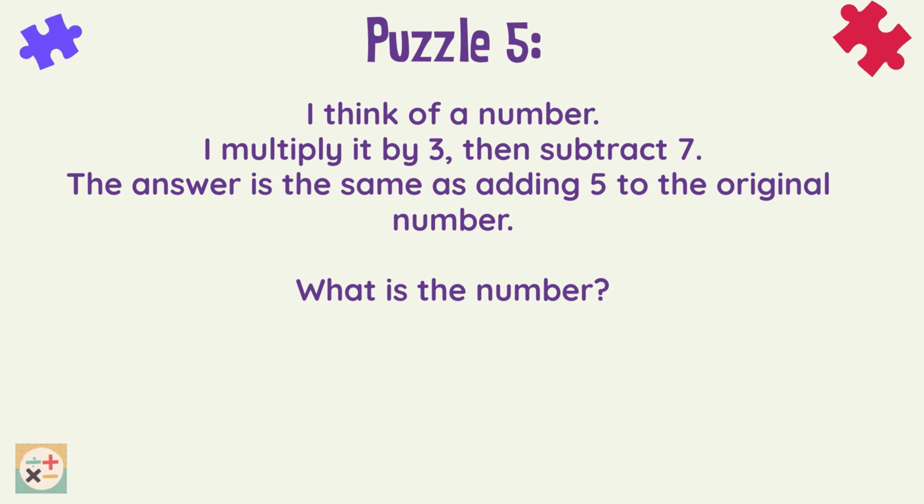Again, we'll use algebra and let x represent the original number. We can now set up an equation using the information given in the question. X is multiplied by 3, then 7 is subtracted. This is also equal to adding 5 to x. Solving the equation gives us x equals 6. So the original number is 6.